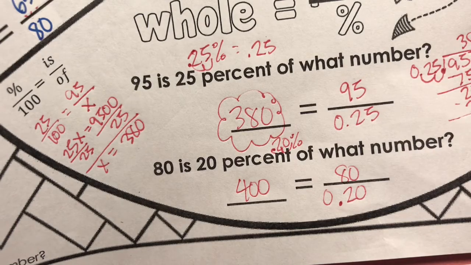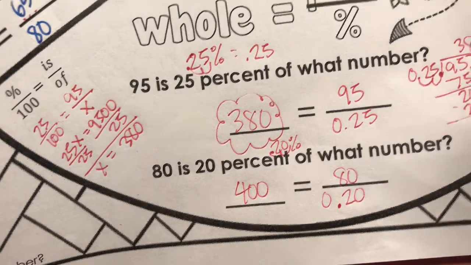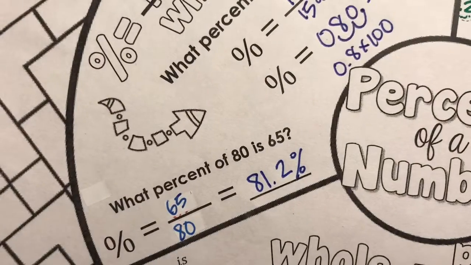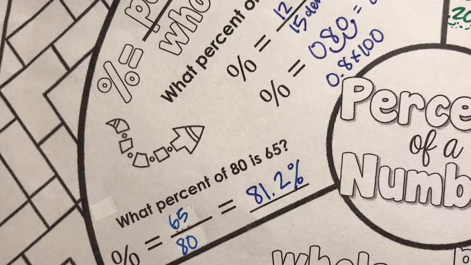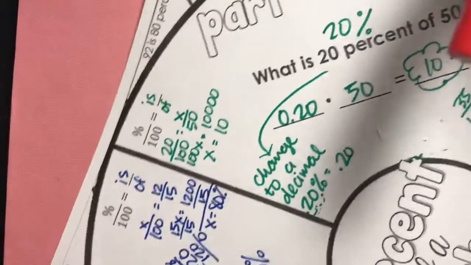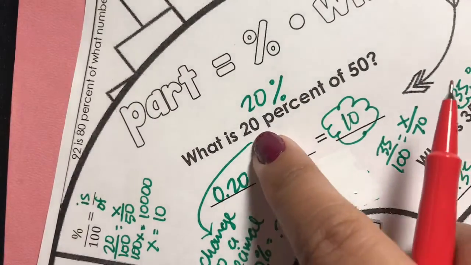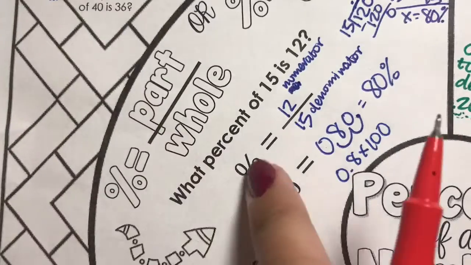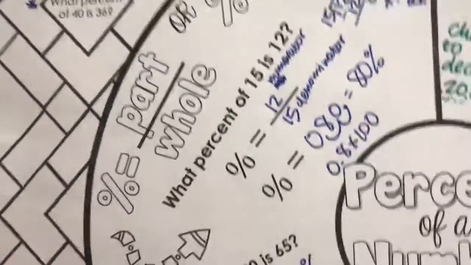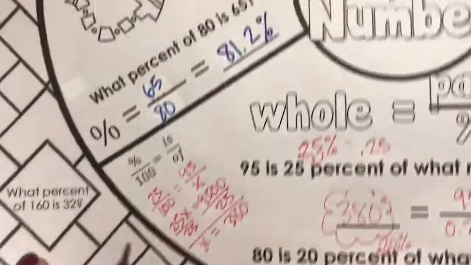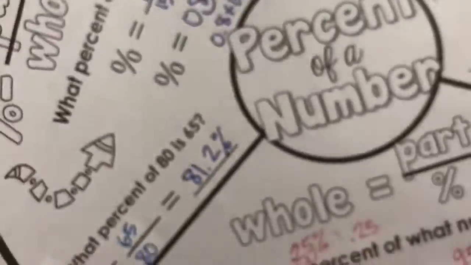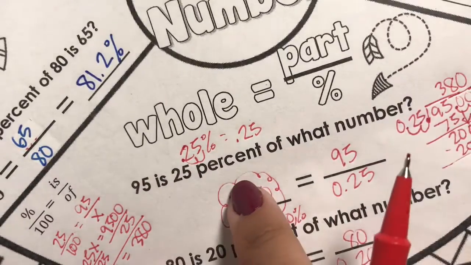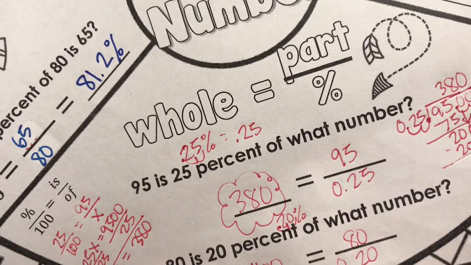But the purpose of looking at this wheel is because when you're looking at percentages, each percent question is not asking you the same question over and over. This one is asking you what is 20% of 50, which is completely different from what percent of 15 is 12, and completely different from 95 is 20%. It's not moving around. 95 is 25% of what number?